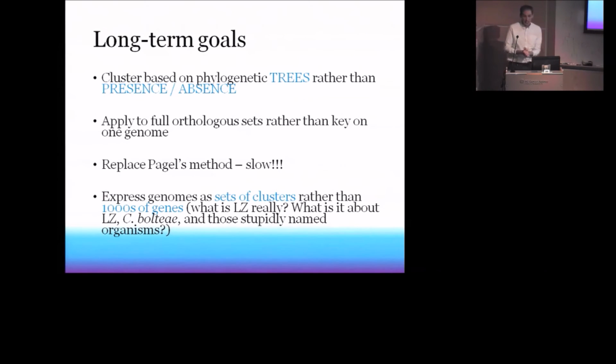Pagel's method is fantastic, but it is slow. We want something that we can apply to thousands of genomes. So obviously we need heuristics, or we need to swap it out for something that's a bit less exact.